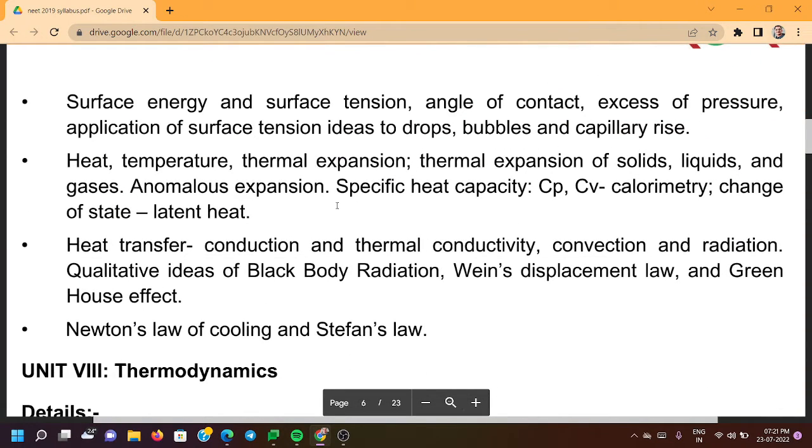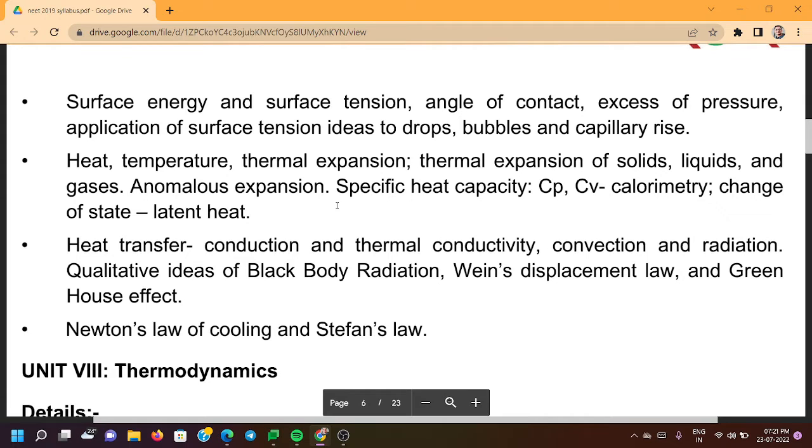Surface energy and surface tension. Angle of contact. Excess of pressure. Application of surface tension ideas to drops, bubbles, and capillary rise. Heat, temperature, thermal expansion of solids, liquids, and gases. Anomalous expansion, specific heat capacity, CP, CV, calorimetry, change of state, latent heat.